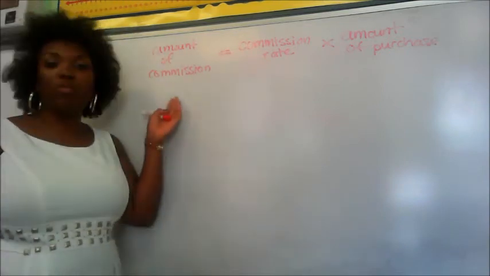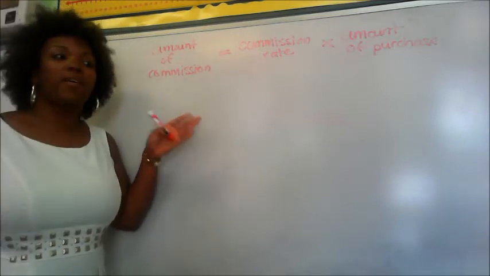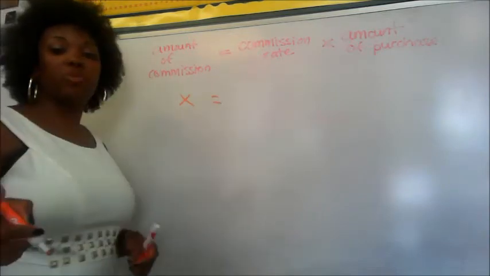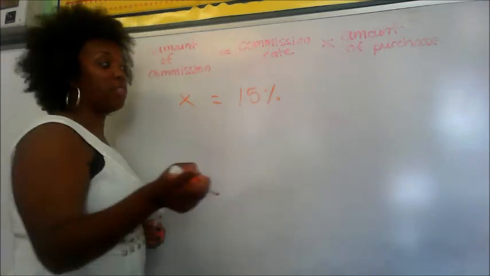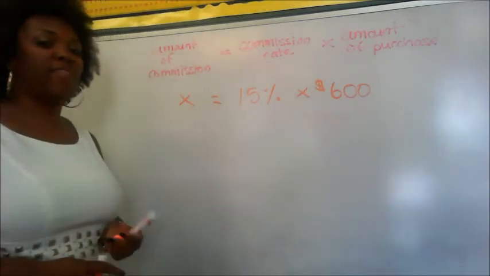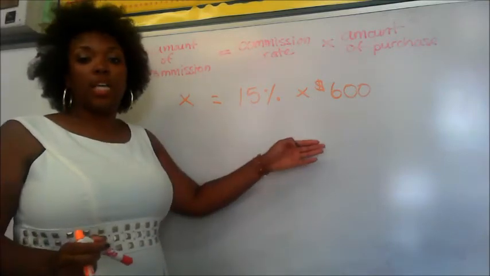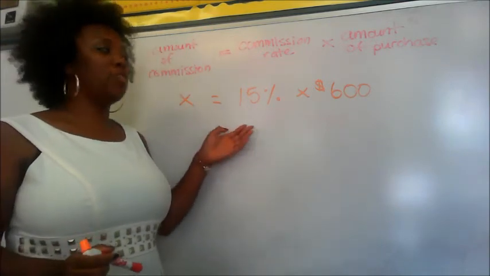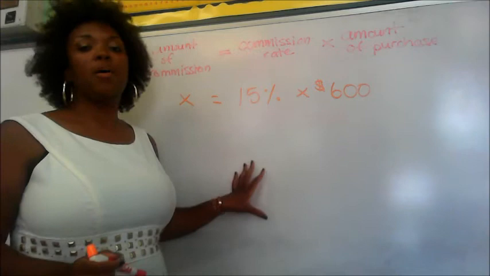So I know that I don't know the amount of commission because that's what I'm trying to find out. I'm trying to find out what Deshania's paycheck would look like after the first day. I'm not sure yet, so this is the unknown. I know the commission rate is 15%. And I know what she sold on this first day was $600. So she sold $600 worth of athletic gear. If I had a calculator, I could just put in 15% times 600 and voila, the answer would come up. But you know that Miss Hurst doesn't let you use a calculator unless you're checking your work. So we are not checking our work right now. We are going to be doing this by hand.